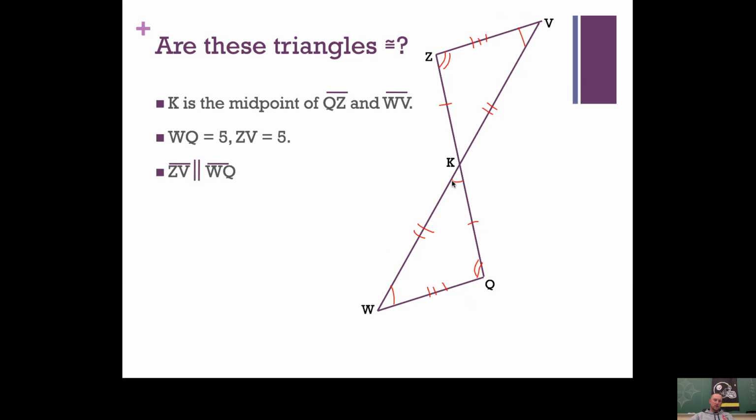Also, these are vertical angles. They're congruent too. Are these congruent triangles? Yes.